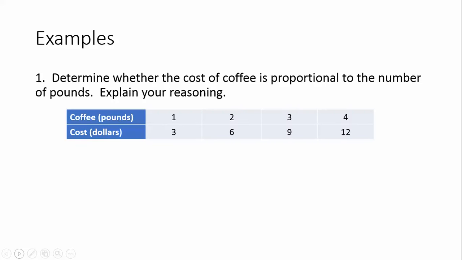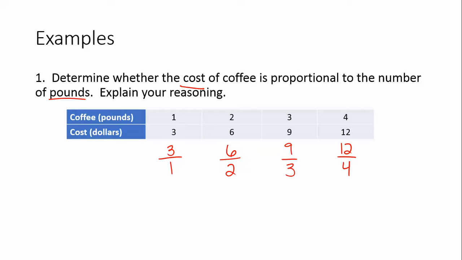So looking at a table, we want to try to determine whether the cost of coffee is proportional to the number of pounds, and then explain our reasoning. One thing you want to pay attention to is how it's worded. So it's cost to pounds. So when we write our proportions or our ratios, we're going to put the cost on top and the pounds on the bottom. So $3 for 1 pound, $6 for 2 pounds, $9 for 3 pounds, $12 for 4 pounds.